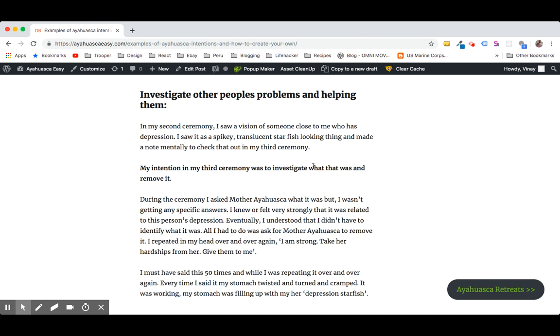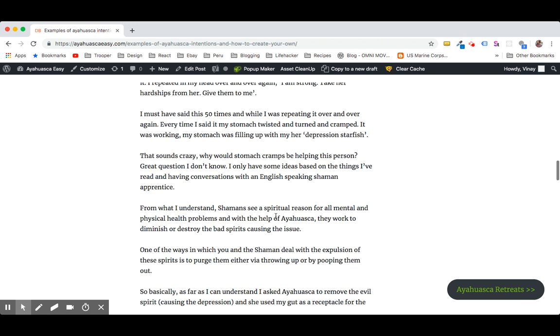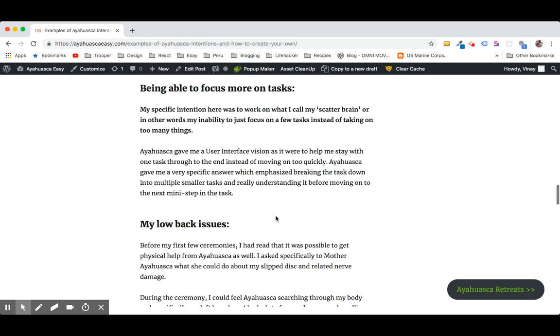In the ceremony, at least, I had an experience where I felt like I was helping that person recover from the effects of that evil spirit. So that was one of the intentions that I had.